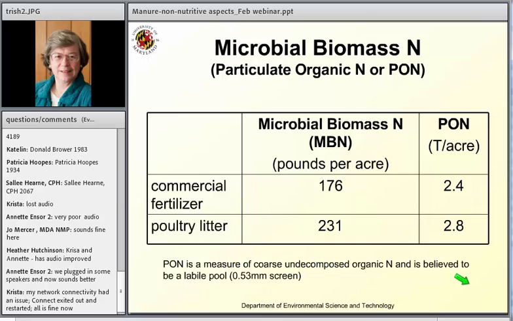So you can see that they were able to pick up a real difference in terms of the particulate organic nitrogen, what we might consider to be the potentially mineralizable organic nitrogen, in the poultry litter treatment that was not obvious in the commercial fertilizer treatment, where the only organic contributions would have been from the crop residue. So again, it kind of reinforces the idea that this might be a useful measurement to incorporate into soil testing down the road if we want to estimate our potentially mineralizable nitrogen pool from what's already in the soil, not from what we're adding as manure, but from what's already in the soil.